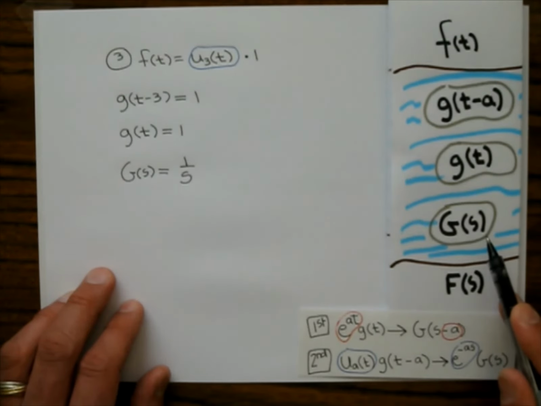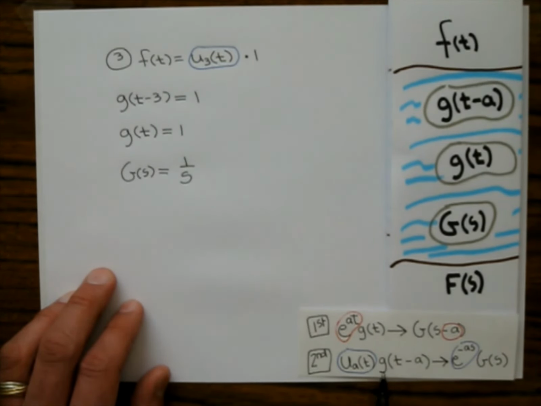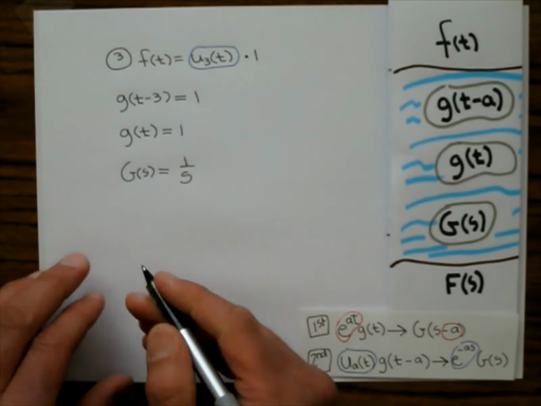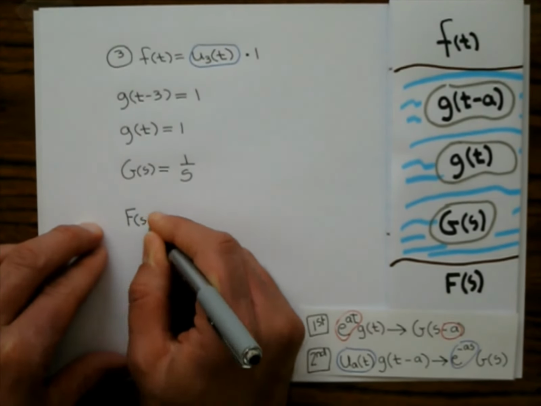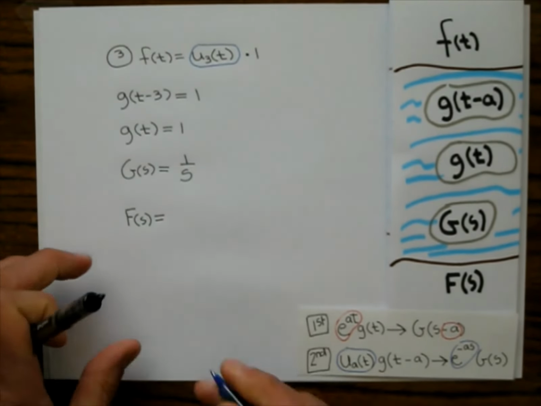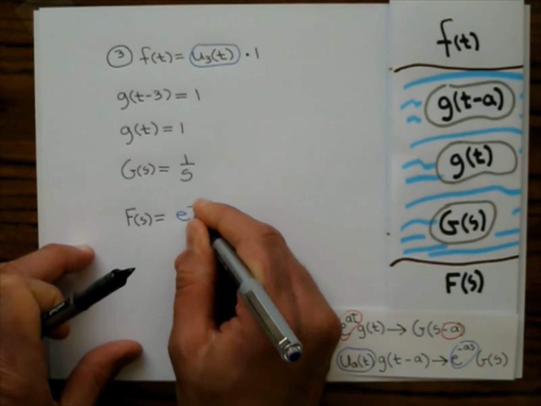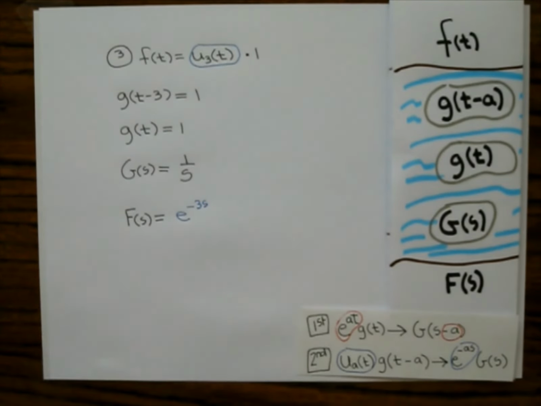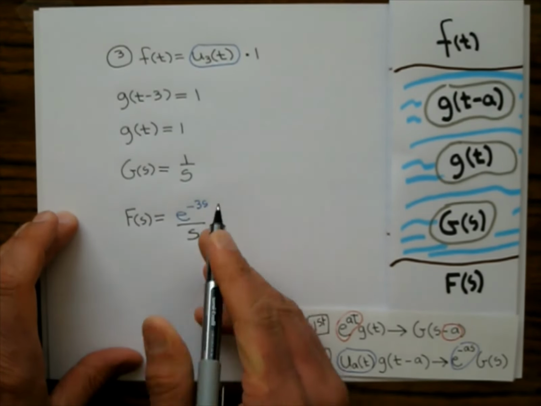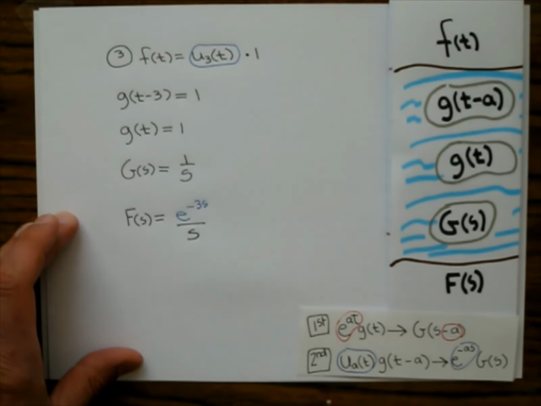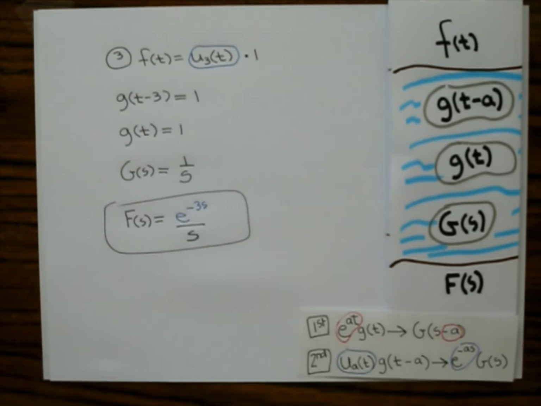Okay, so now I'm on this stone right here, and I'm following this road map. So my last one is going to be write the whole thing there, jump to the shore. I'm going to go e to the negative 3s all over s. So that's what I'm going to write. So this is e to the negative 3s all over s. So I multiplied this last one by e to the negative as. There's the answer, and that gives me the Laplace transform of u sub 3.